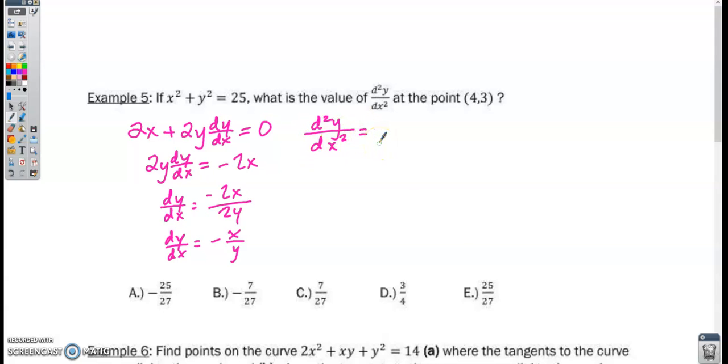And on the right hand side, I'm going to take the derivative of the opposite of the quantity x over y. I'm going to leave that negative sign out in front and take the derivative of this using the quotient rule. I've got low times the derivative of high. That's y times 1. Minus high times the derivative of low, which is x dy dx. Square the bottom gives us y squared.